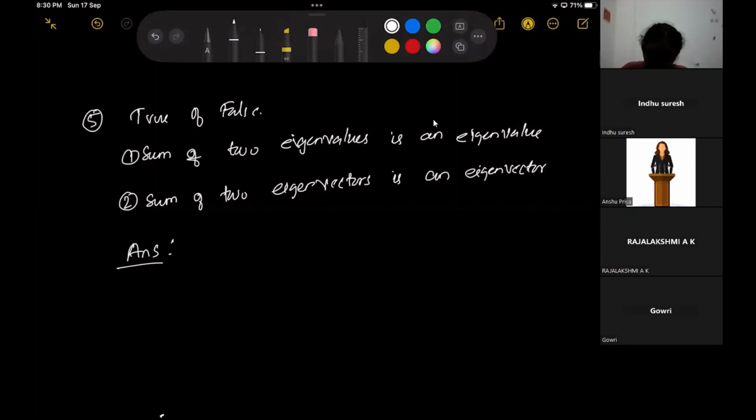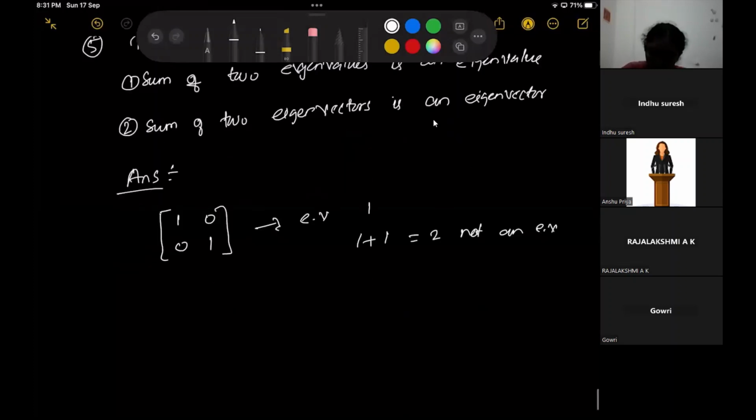If we take identity matrix. Yes, identity matrix we can take 1 0 0 1. So here the eigenvalues are 1. 1 is the only eigenvalue. Actually we don't have distinct eigenvalues here. Anyhow, I can take 1 plus 1 equal to 2, not an eigenvalue. Let me give an example where we have distinct eigenvalues. I'm just modifying your example. So I'm just taking 1 0 0 minus 1.